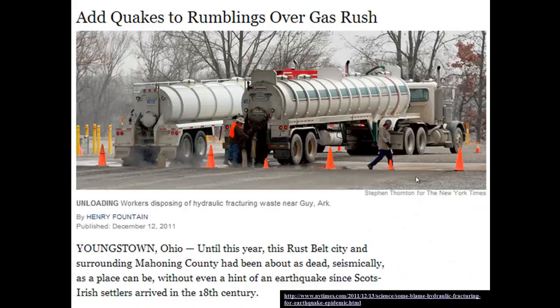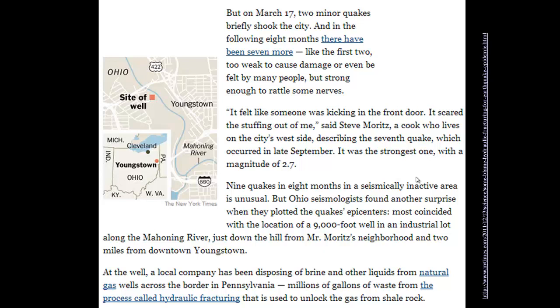And this is an article that came from the New York Times a year or so ago from Youngstown, Ohio. There were a couple of earthquakes that occurred there, and you see these two trucks. In March, these two minor earthquakes occurred near Youngstown. And this person, Steve Morris, said, "It felt like someone's kicking in the door. It scared the stuffing out of me." These are small earthquakes, magnitude 2.7. Nine quakes in California might be no big deal, but in Ohio, it's a big deal.